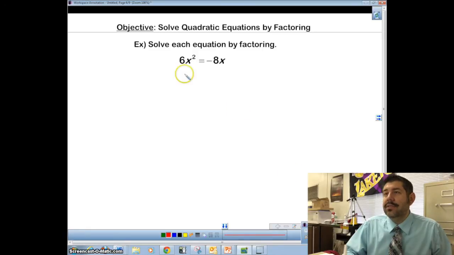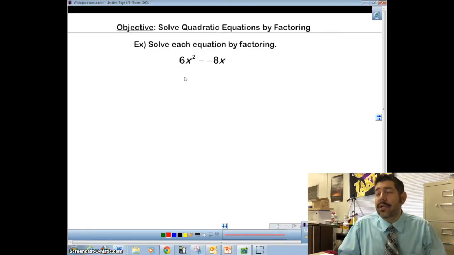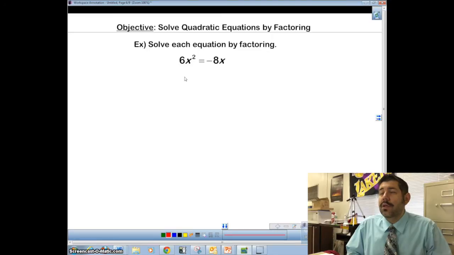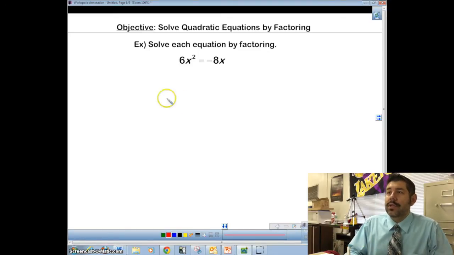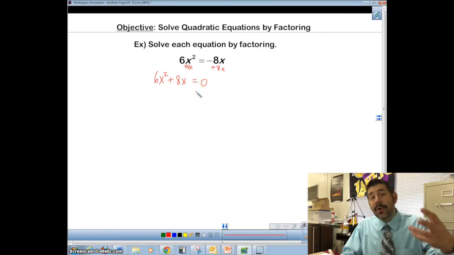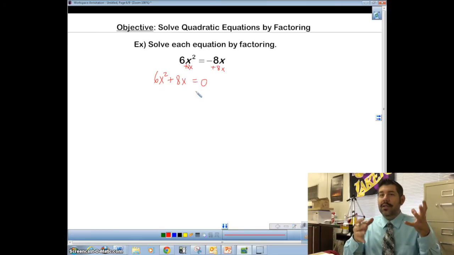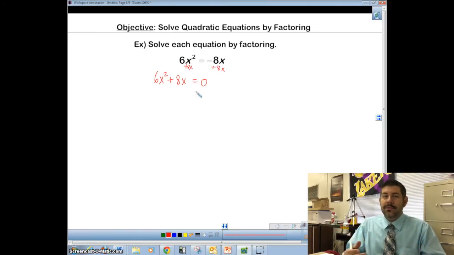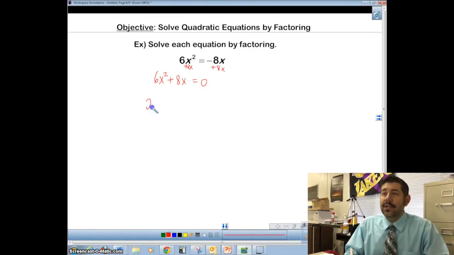Let's take a look at solve each equation by factoring. Okay, so what we're going to do is add 8x to both sides. Okay, this is the easy part, guys. Those word problems are a little trickier because you've got to get the formula set, and then you can factor. But these are just simple factoring ones. Okay, so we're going to factor this out, and there's a common factor of 2x. So we're going to have 3x plus 4.